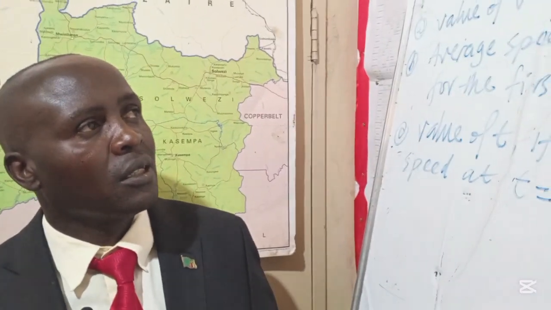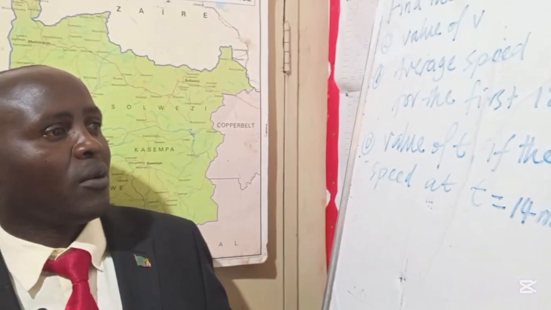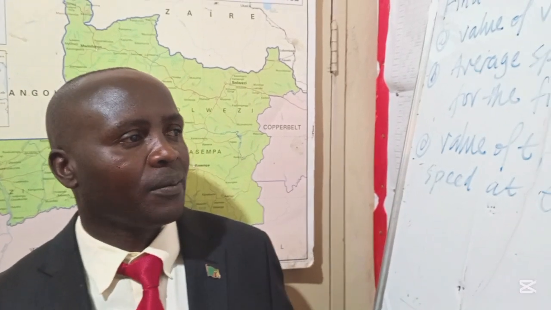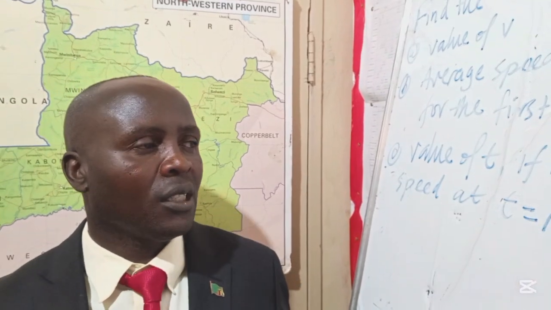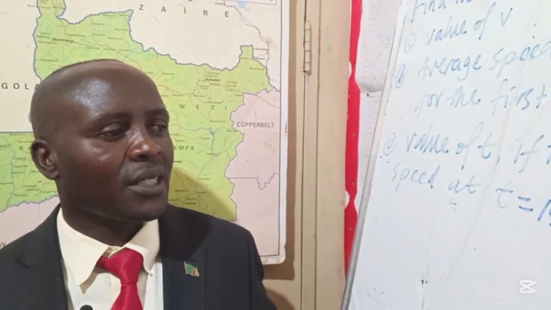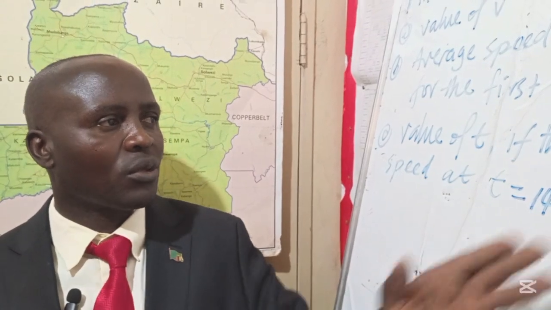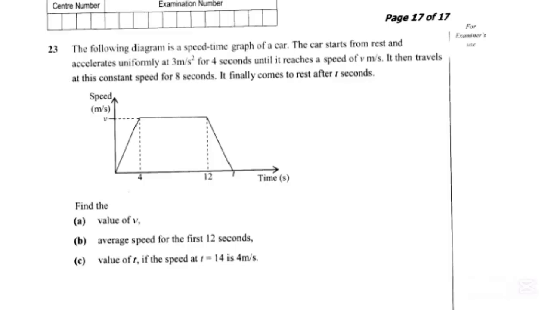Once more, we are going to look at this paper 2023 GCE. Speed, time, distance, time graph. There they are saying that this car started from rest. Of course, when they say from rest, it is from zero. It accelerated uniformly. It reached v meters per second in 4 seconds. So that was the speed where it reached. They are asking me to find the value of v. Again, average speed for the first 12 seconds. Then the value of t if the speed at t is equal to 14 meters per second.